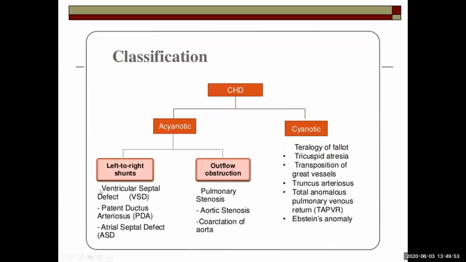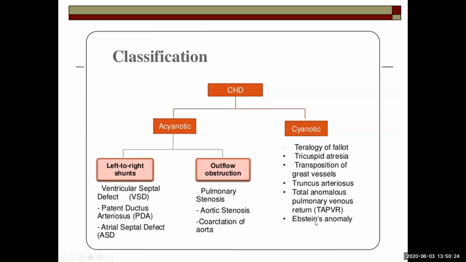So here you see this one, left to right shunt, but it's acyanotic because it's not much oxygenated blood shooting in there. This one, if you have an obstruction, like pulmonary stenosis or aortic stenosis, any of these things, coarctation of the aorta, I'll talk about it again. That's the connection between the aorta and the pulmonary artery and how the blood flows in there. It's acyanotic because it's not much blood.